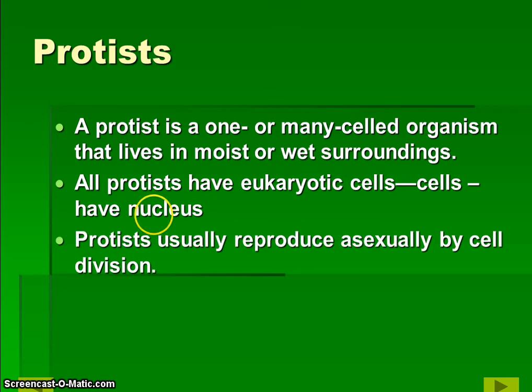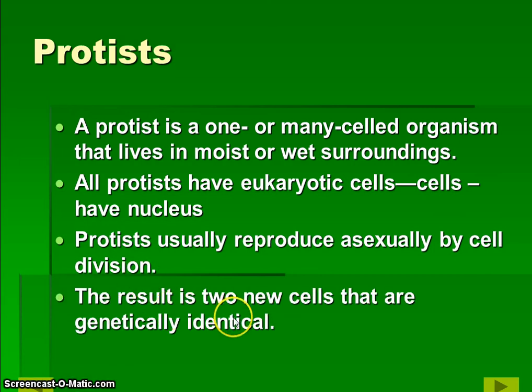Now protists usually reproduce asexually by cell division. So the cells will be able to divide and reproduce asexually. Asexually means that the protist does not require another protist to be able to reproduce. It is actually able to reproduce all on its own through cell division. The result is going to be two cells that are genetically identical. So you'll have the original cell, and then you'll have a new cell in the very end, and that new cell is going to have the exact same genetic material as the original.